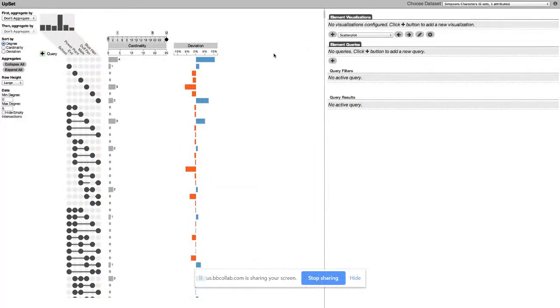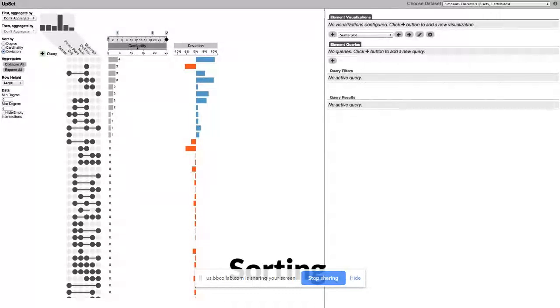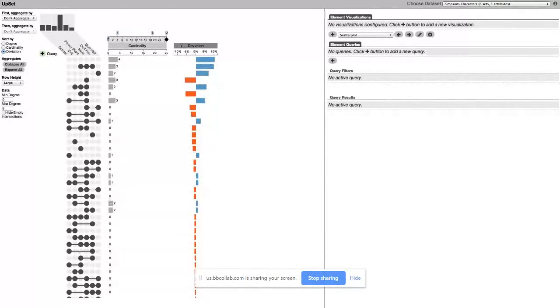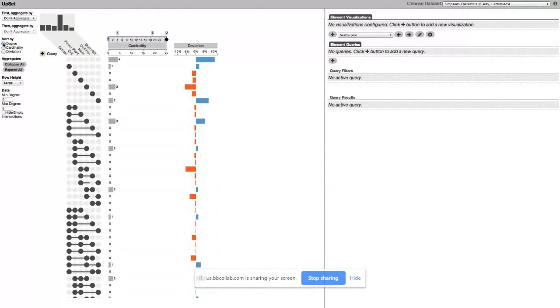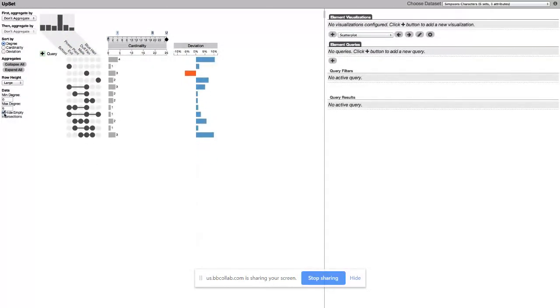UpSet is designed to answer questions in a task-driven way. Sorting by cardinality helps you find the largest intersection. Sorting by deviation reveals the intersections that are larger or smaller than expected. Sorting by degree shows the intersections with low degree first. As you can see, the matrix quickly fills up. To deal with this, we can hide the empty intersections.